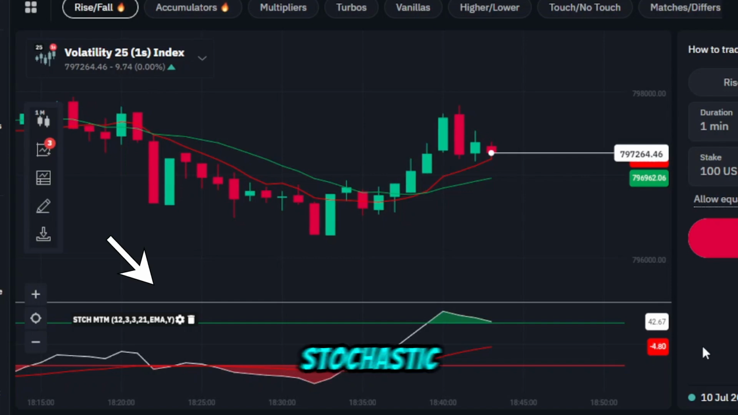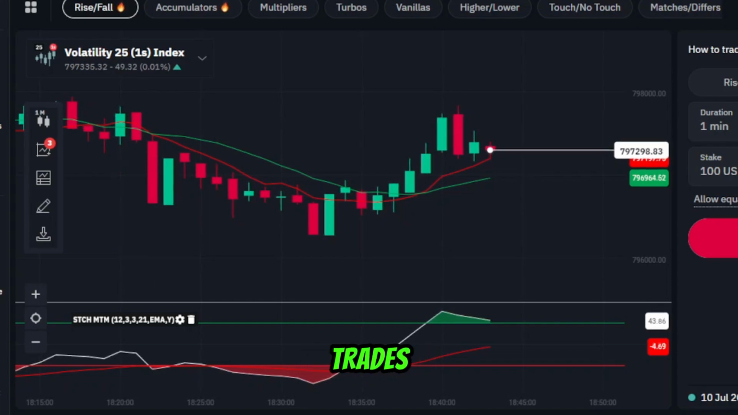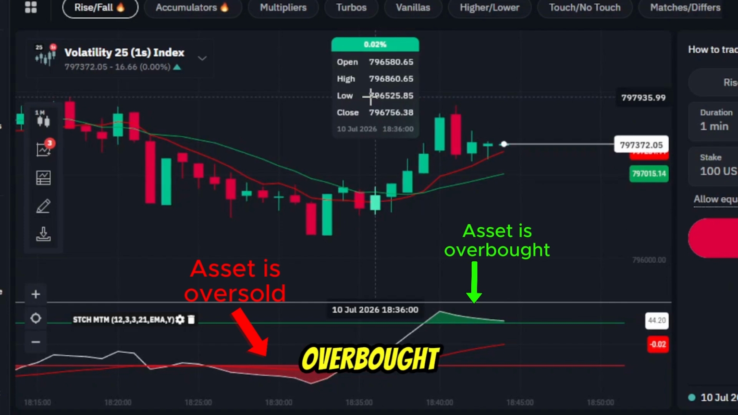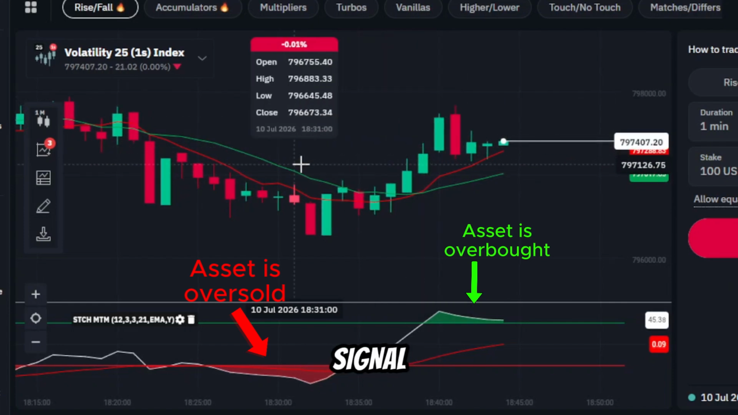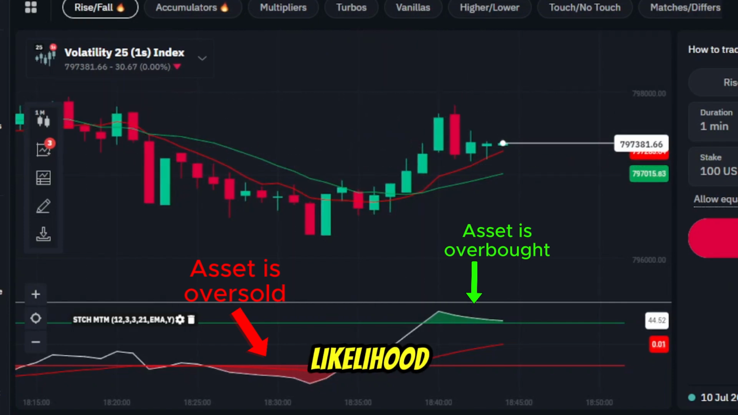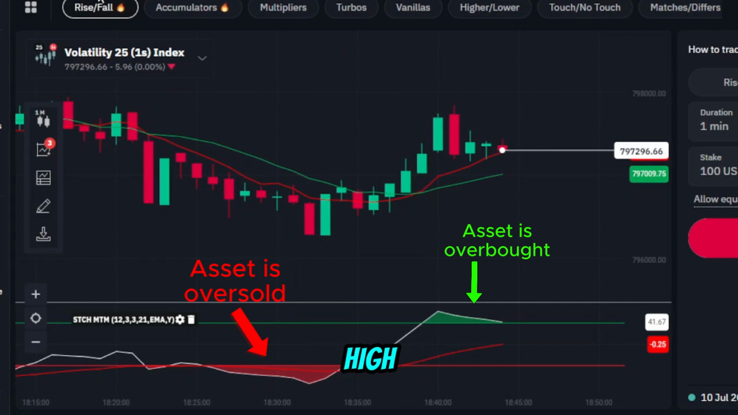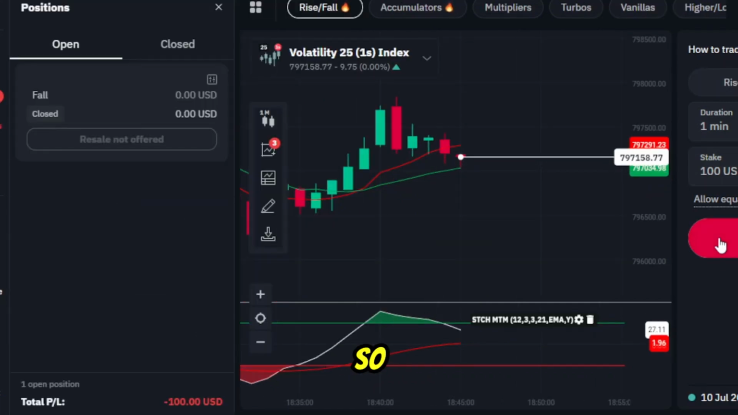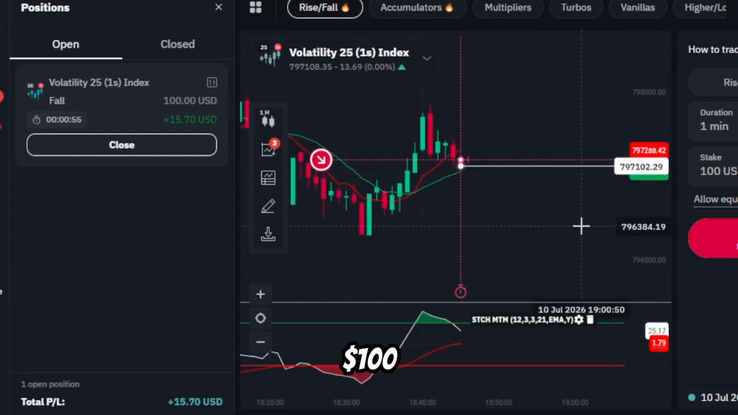Next, we look at our stochastic oscillator indicator. With this strategy, we will only enter trades if charts indicate that the asset is overbought, which we can see if the white line crosses the green line. This is because if the asset is overbought in a bearish market, it's a strong signal that the price will be rejected, and the likelihood of price dropping is extremely high. Therefore, it's a high probability signal for us to enter a fall trade, so we will place a contract worth $100.